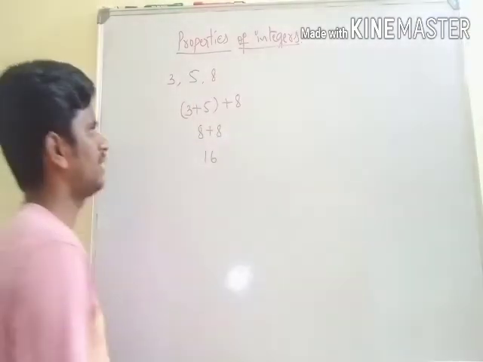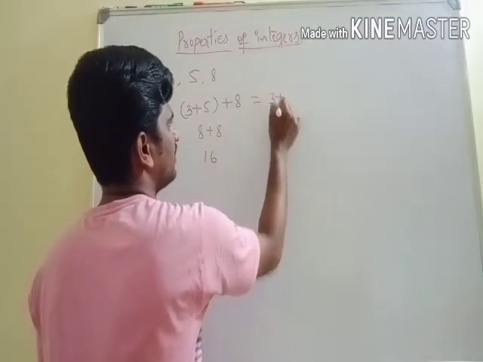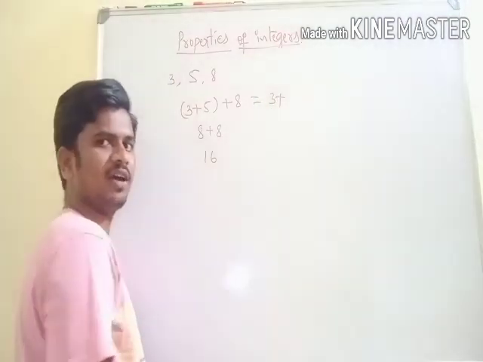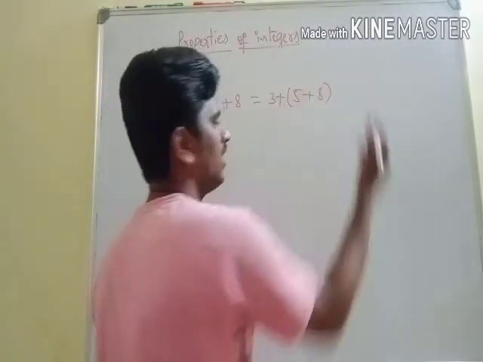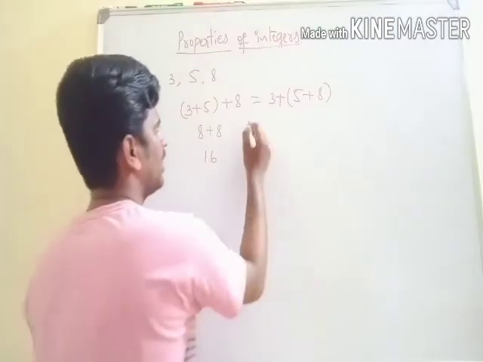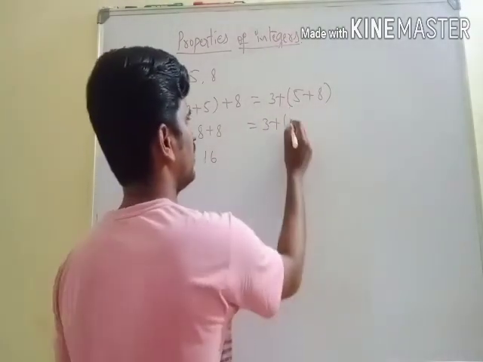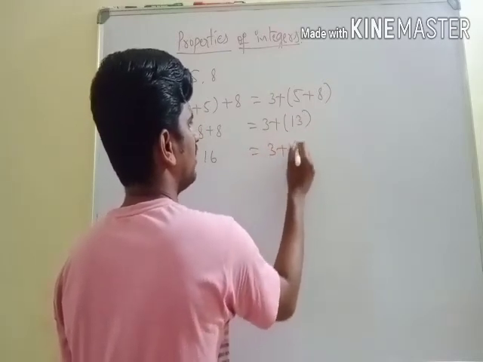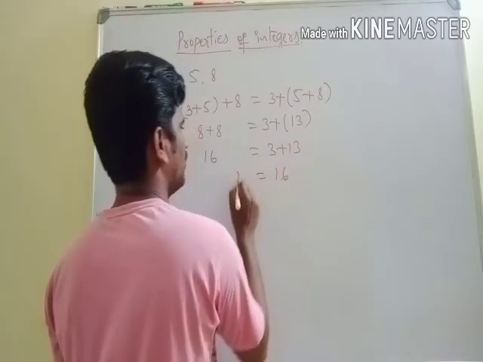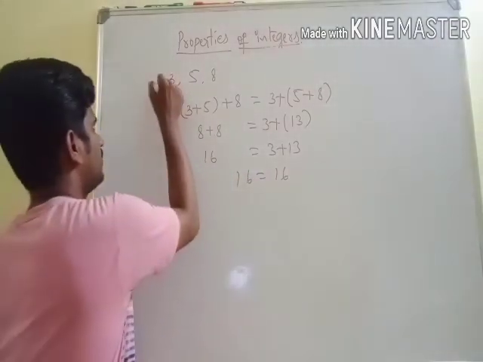Here the first 2 terms I have added, then after that the last one. Okay. Then can we write this one as, first I write 3 as it is, then I add the last 2 terms, that is 5 plus 8. Then 5 plus 8 is nothing but 13. So 3 plus 13 is nothing but 16. Both are the same. This is one example.